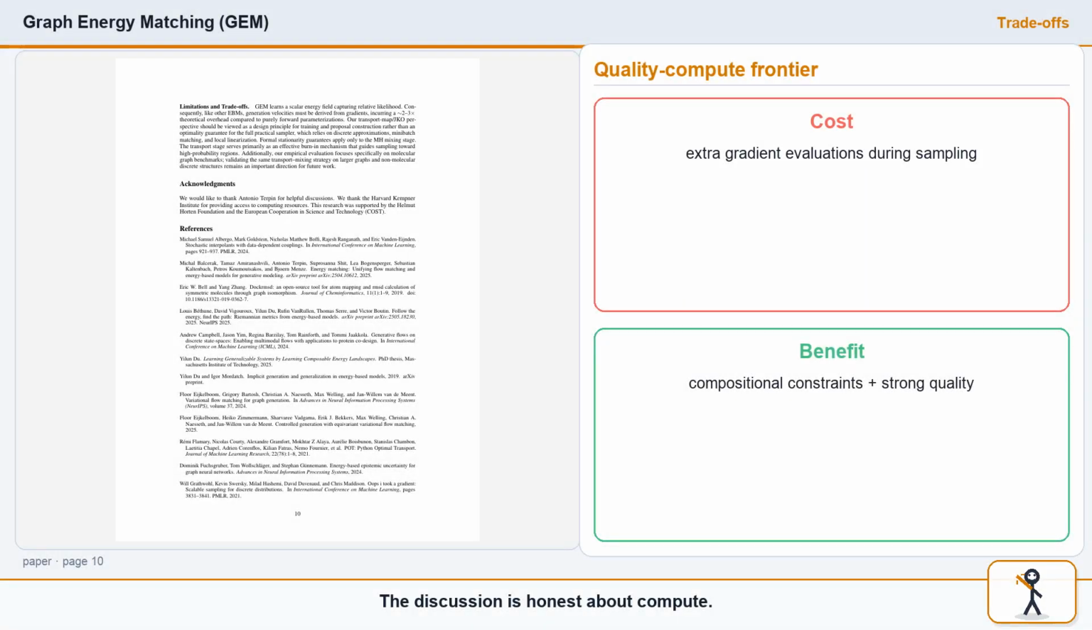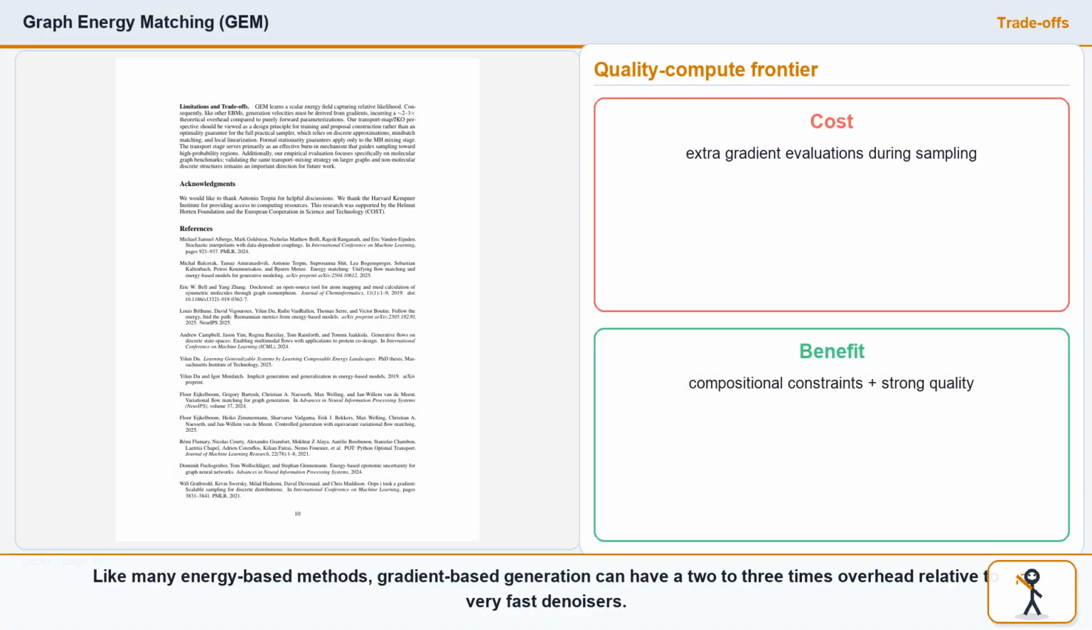The discussion is honest about compute. Like many energy-based methods, gradient-based generation can have a 2 to 3 times overhead relative to very fast denoisers. The paper argues that compositional control and strong final quality can justify that cost in high-value scientific use cases.